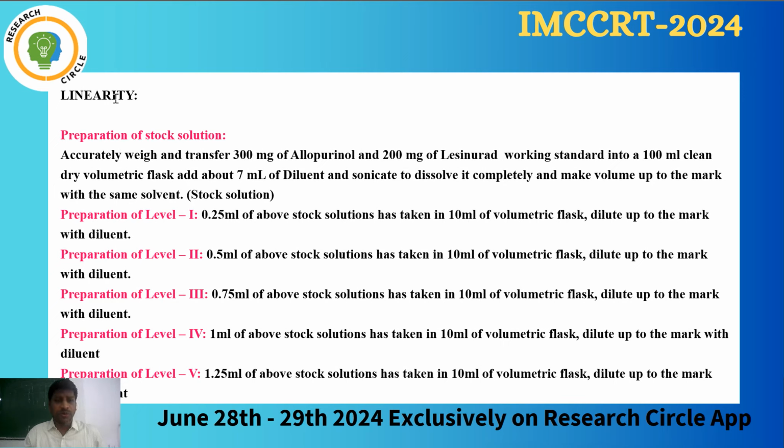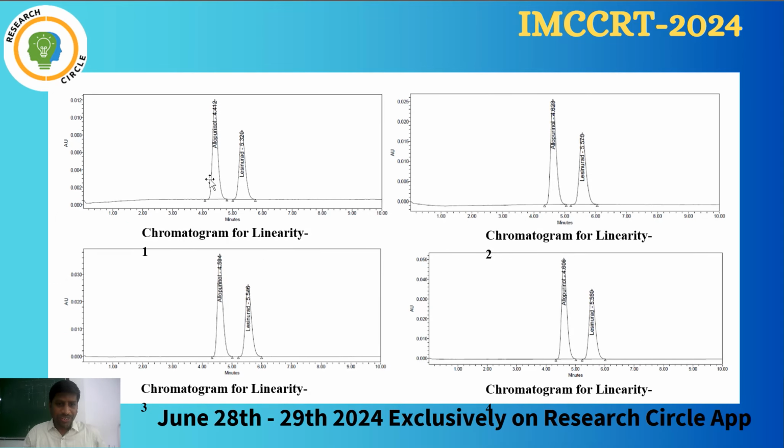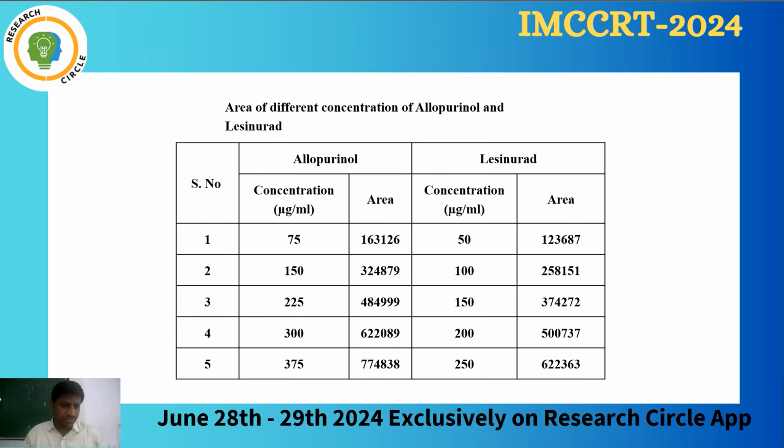Next, we have to go for linearity studies. The method is linear: the response versus concentration, how long it will be linear. So we have to prepare the stock solution. From that stock solution, we have to pipette out 0.25, 0.75, 1 ml, 1.5, and dilute up to 10 ml with the diluent. And we have to inject all the concentrations of linearity solutions.